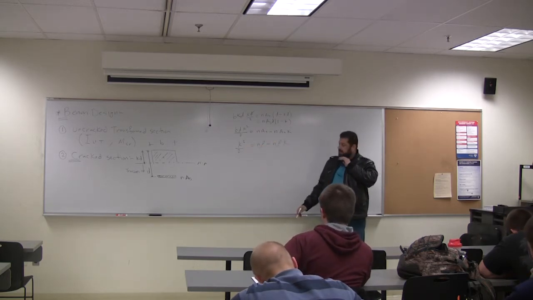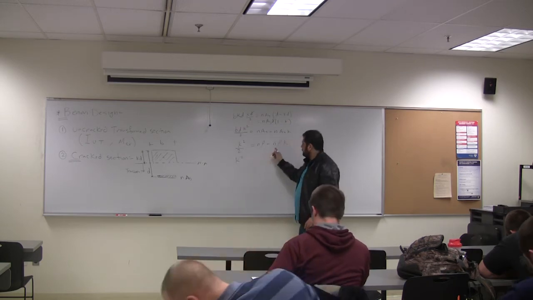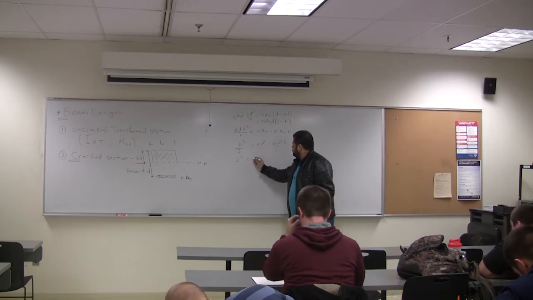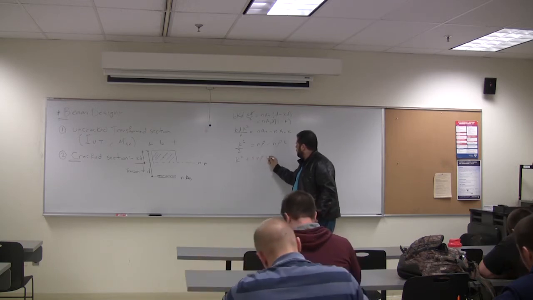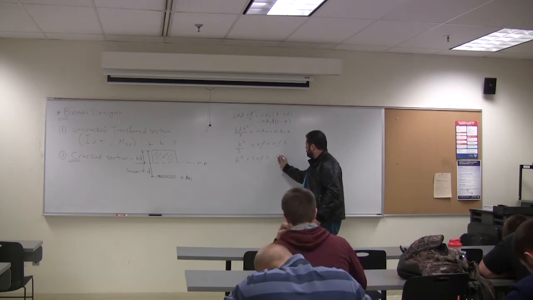So this is a quadratic equation, right? Look, K squared, I'm going to multiply by 2 now, plus 2 m rho K minus 2 m rho equals 0.